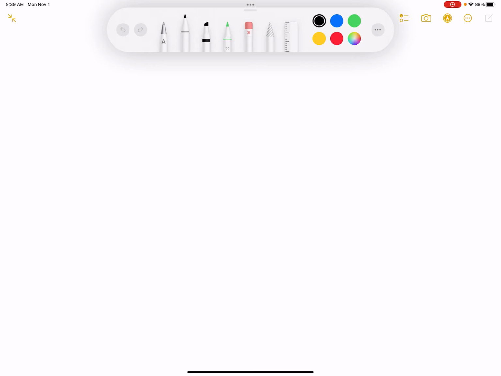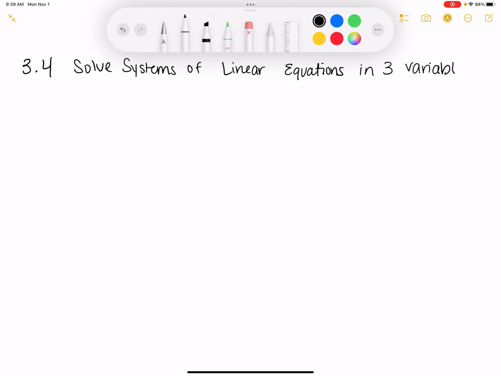So 3.4, which is solve systems of linear equations in 3 variables. So the first ones just say to tell whether the given ordered triple is a solution of the system.